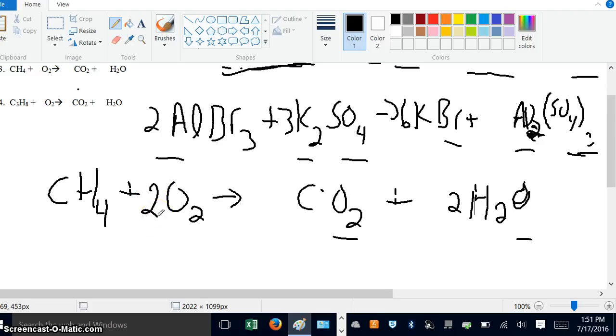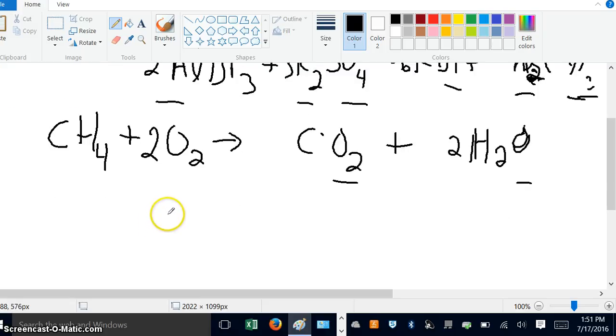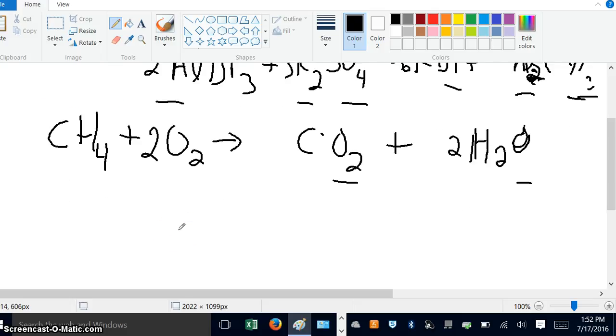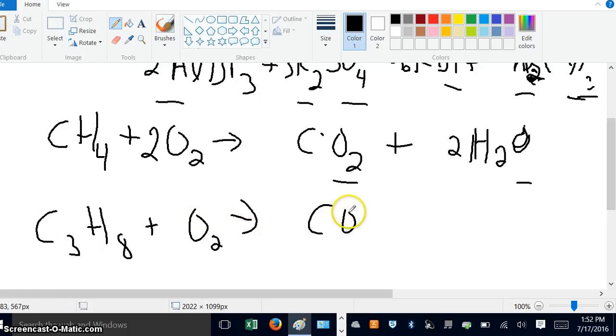Let me make sure here. 4 hydrogens, 4 hydrogens, 4 oxygens, 4 oxygens. Very nice. All right, and let's see. What's the next one? Oh my goodness, that's a little more complicated. So let's see. So this is C3H8 plus oxygen goes to carbon dioxide and water. Once again, there's lots of these reactions in nature.